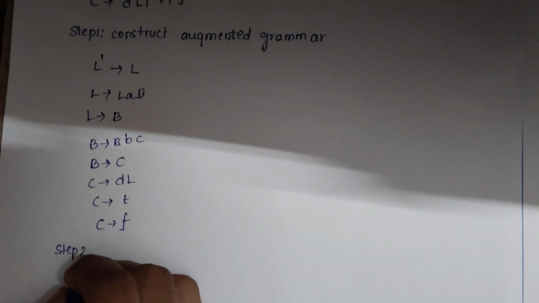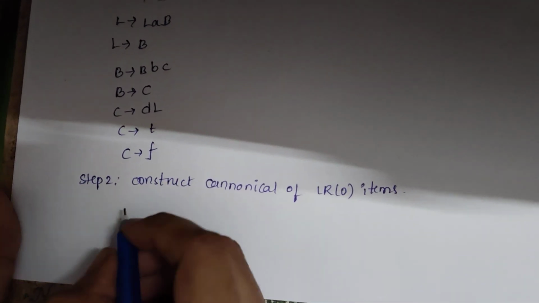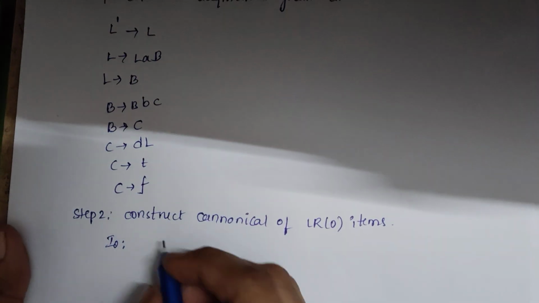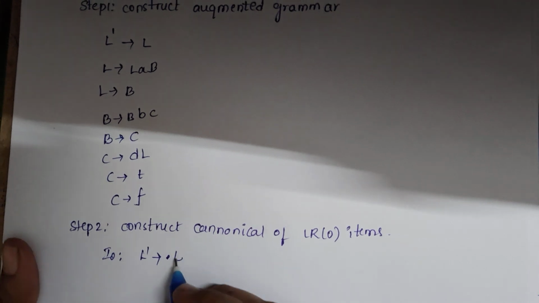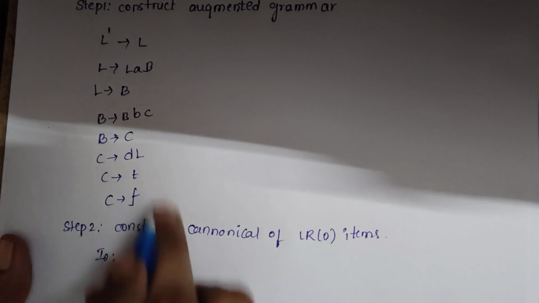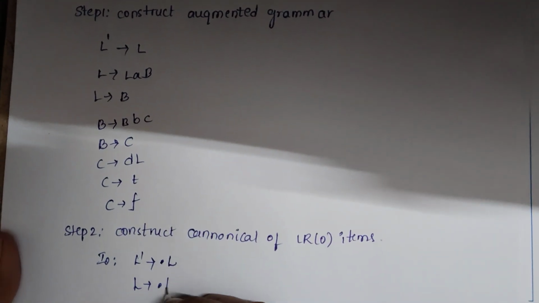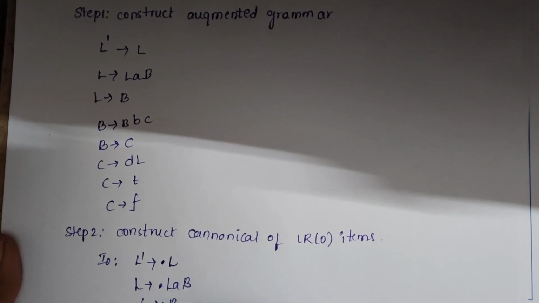The second step is the construction of the LR(0) items. So I0: first, L dash produces dot L. Here the dot is before a non-terminal, so write all the predictions of L. What are the predictions of L? L produces dot L A B, and L produces dot B.